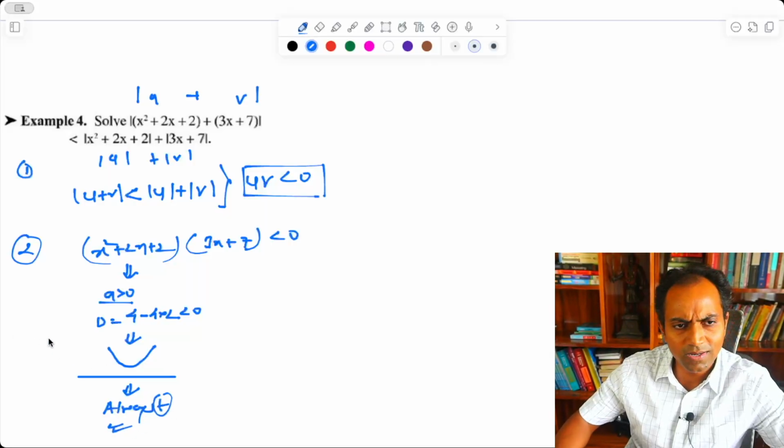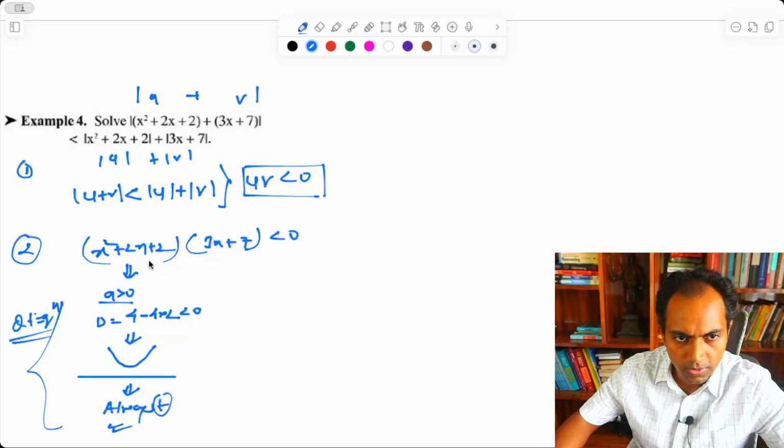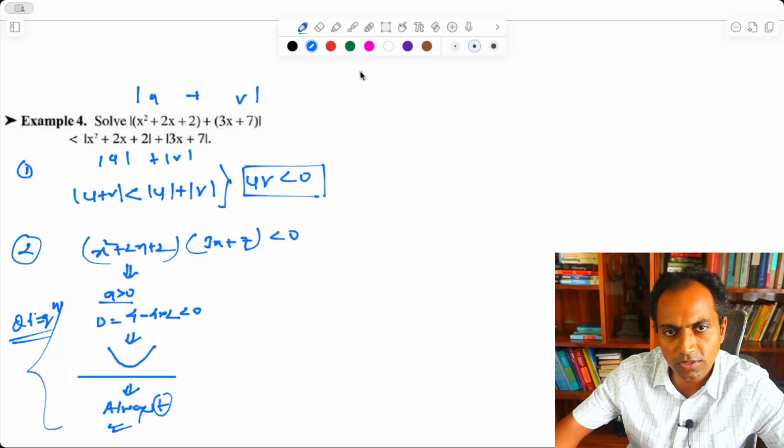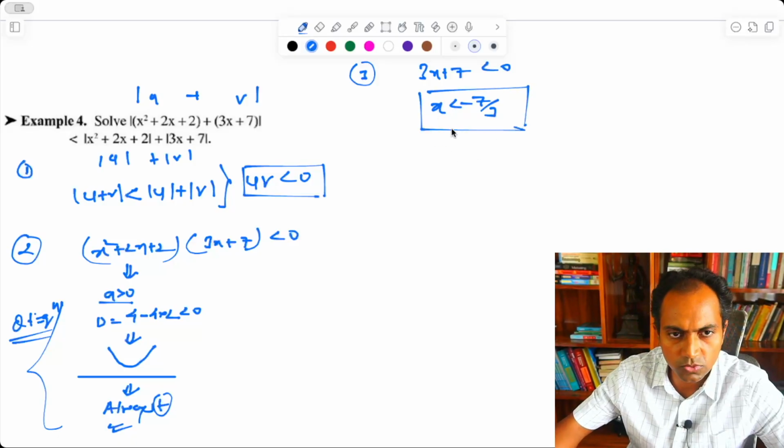This is important, and this is very important. When I taught you quadratic equation, we talked about this idea that this is used quite some time. So this is not going to have any impact. So in the third step, we can just write 3x plus 7 should be smaller than 0, and as a result x would be smaller than minus 7 by 3. This becomes my answer. So answer of this question is minus infinity to minus 7 by 3. Open on both the sides. This is the solution to this question.